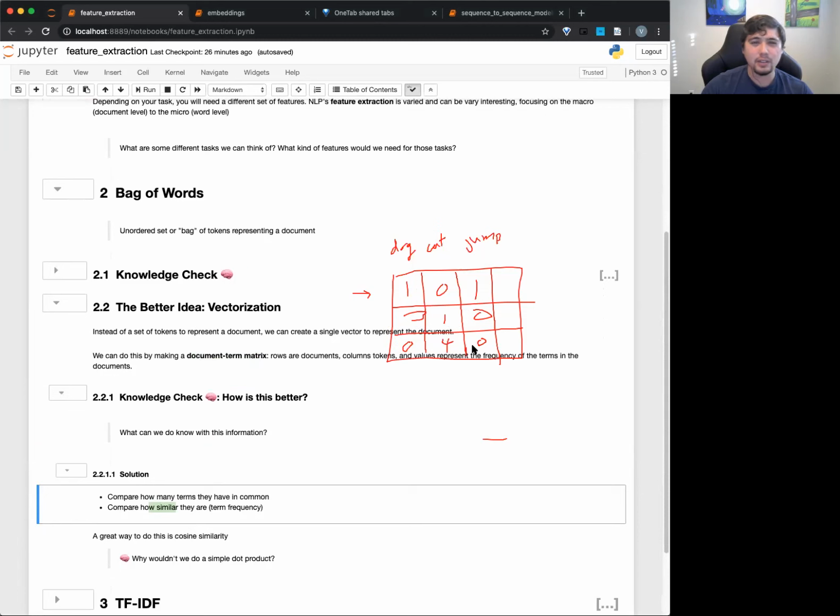But if you use the word cat, you are very unlikely to use jump. So you can make a comparison of what those documents are like. And a really good way of doing this is cosine similarity.